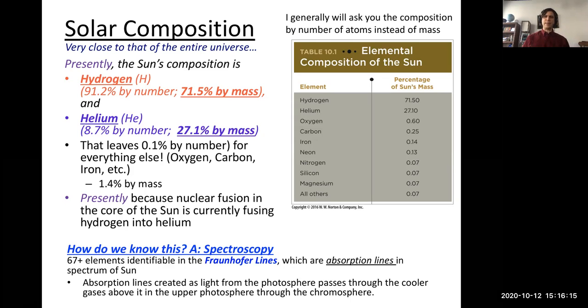And if you're doing the quick math in your head, which I know all of you are doing because everybody loves doing quick math in their head, you can go 91.2 plus 8.7 gives me 99.9%.